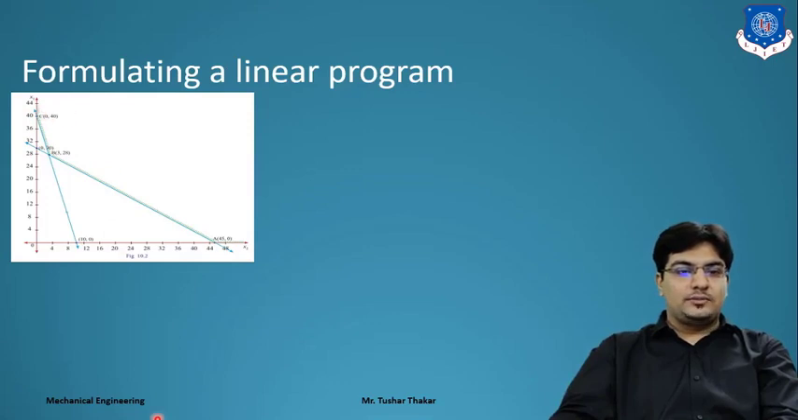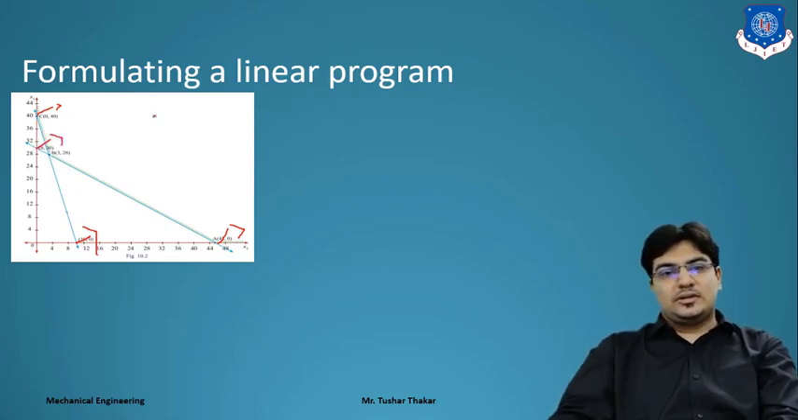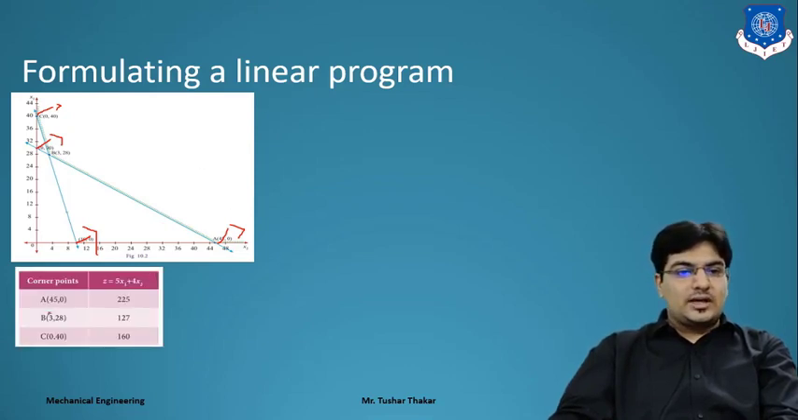We can put an arrow like this. Why? Because this is a minimization problem, so we have to put the arrow away from the origin. I can check over here, away from the origin. So this is our feasible region over here. Now the corner points: this is the point 1, the second is 45 0, and the third one is 0 40.